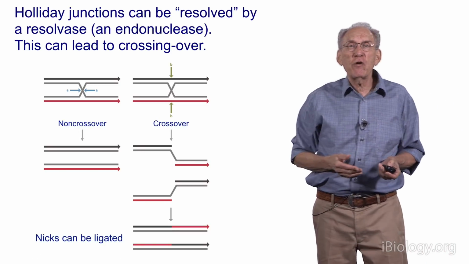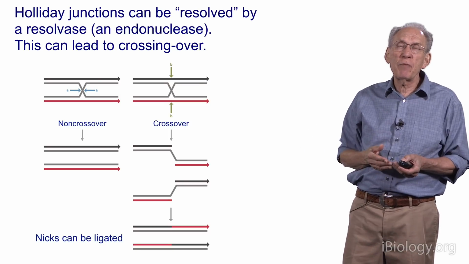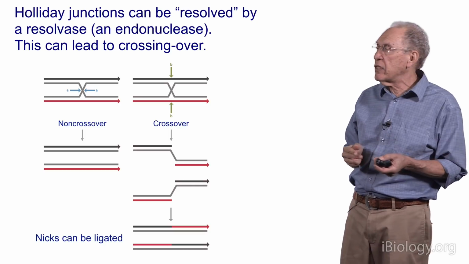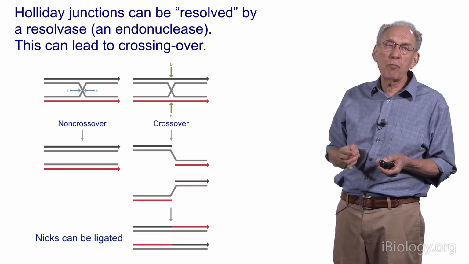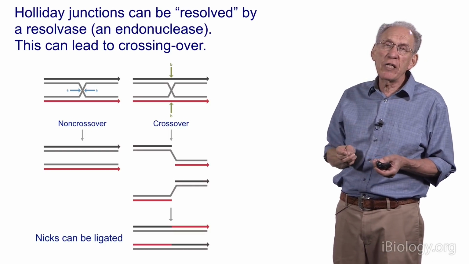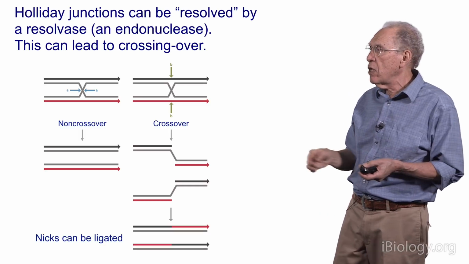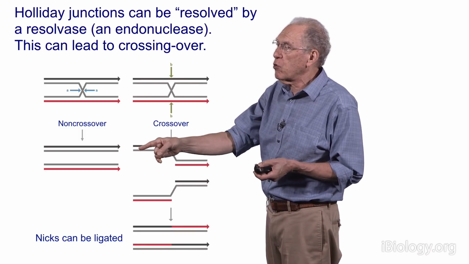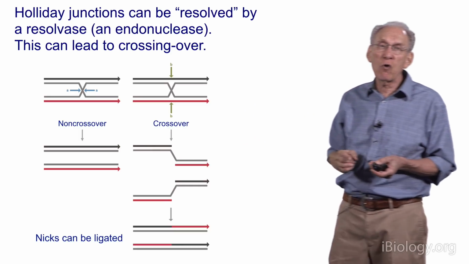The other feature of Holliday junctions, which is of some interest, is the fact that they can be resolved by endonucleases that will cut the Holliday junction apart. And it can cut the Holliday junction apart in two different ways. One way would leave the original strands in their parental configuration and be called a non-crossover.